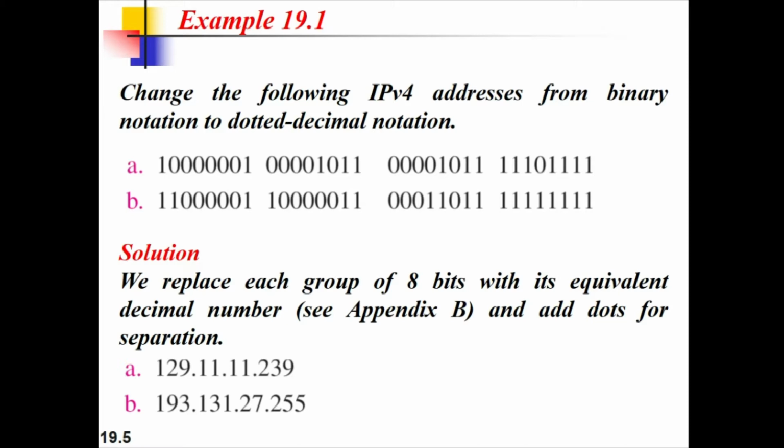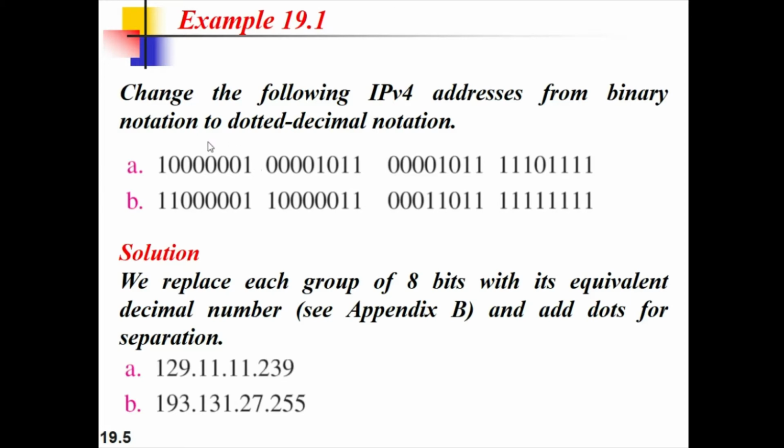In this example, change the following IPv4 addresses from binary notation to dotted decimal notation. At this part, you need to know how to do the conversion based on the numbering system. We are given the binary and then convert it into decimal numbers. Replace each group of 8 bits with a decimal number, and then you will get the dotted decimal notation.